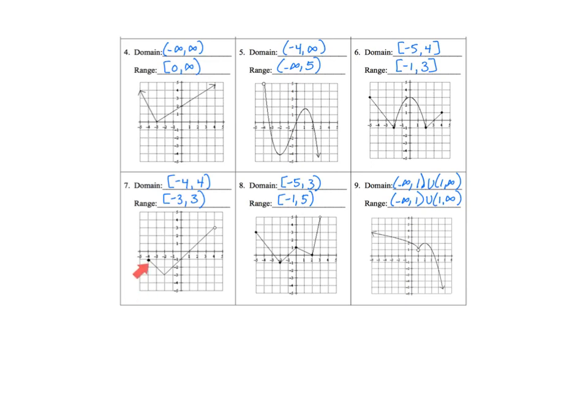Next one, my domain covers values from -4, including that point, because it's closed, up to +4, curved parentheses, since it's an open circle. And my range goes from -3 up to +3, but does not include +3. Number 8, my domain goes from -5 up to +3. This does not include the 3 since it's open. My range goes from -1 up to +5, curved, since it does not include this point.